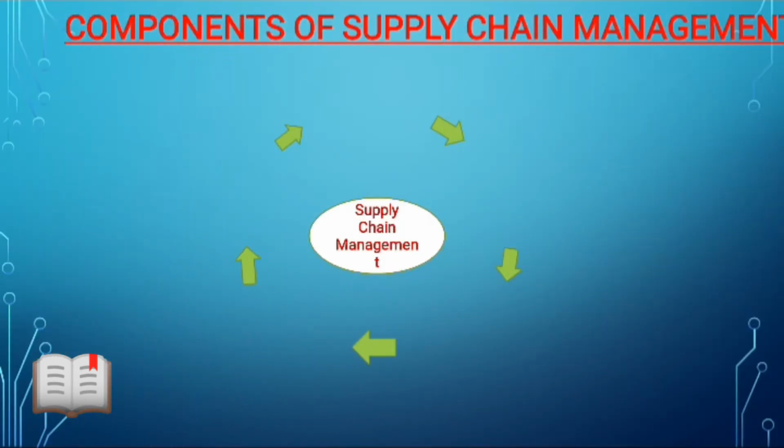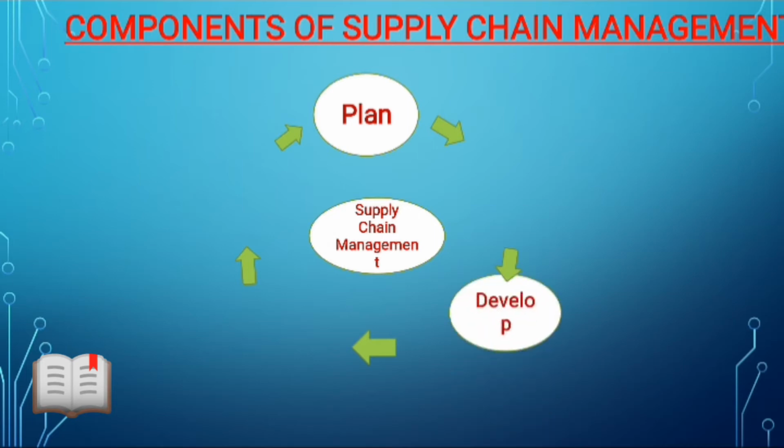Now, the key components of supply chain management. There are five basic components of supply chain management. First one is plan. Plan is the initial stage of the supply chain process. We need to develop a plan or a strategy in order to address how the products and services will satisfy the demands and necessities of the customer.